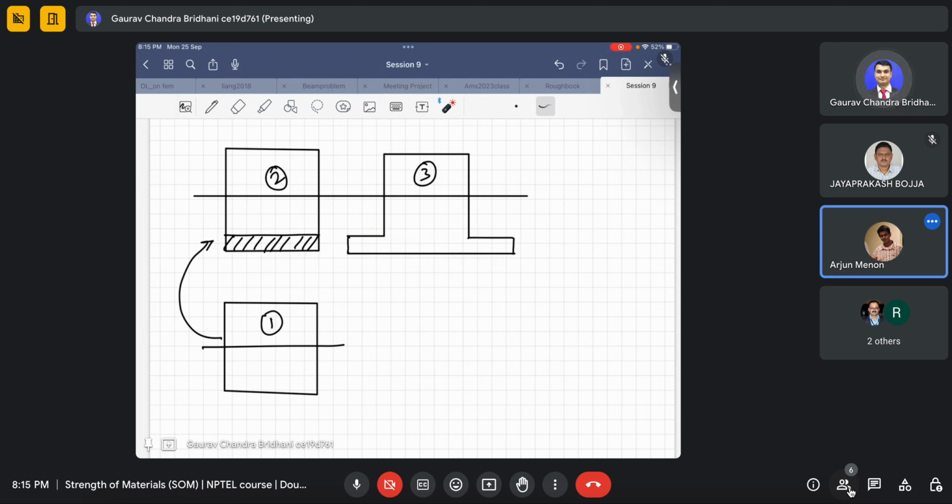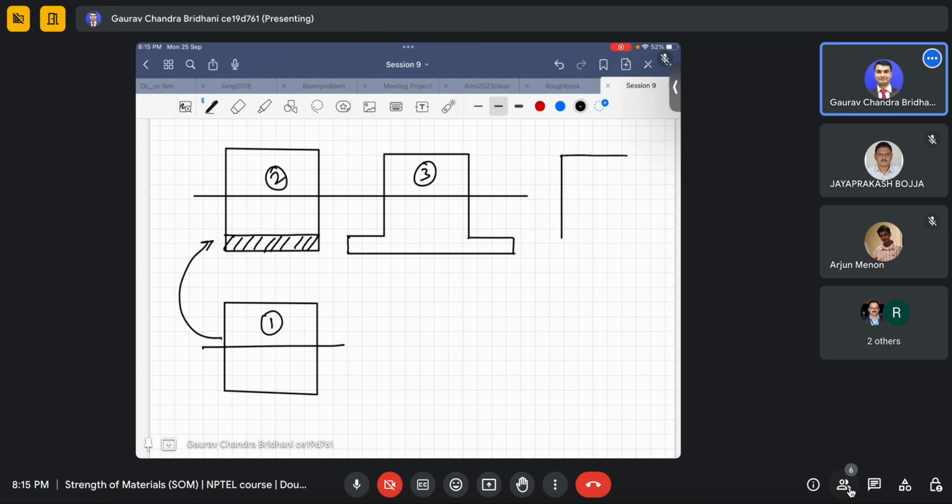It would have changed if my transformed section had been different. Suppose I increase the depth a little bit like this. If I change this, it will cause a change in the neutral axis, because I have made a higher depth than required.